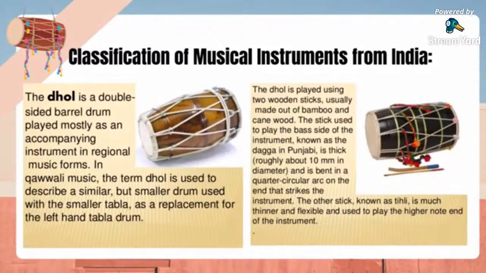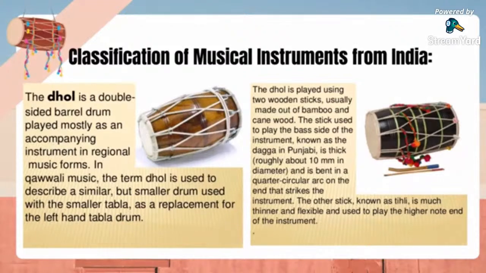The dal is a double-sided barrel drum played mostly as an accompanying instrument in regional music forms. In Kewalai music, the term dal is used to describe a similar, but smaller drum used with the smaller tabla, as a replacement for the left-hand tabla drum.